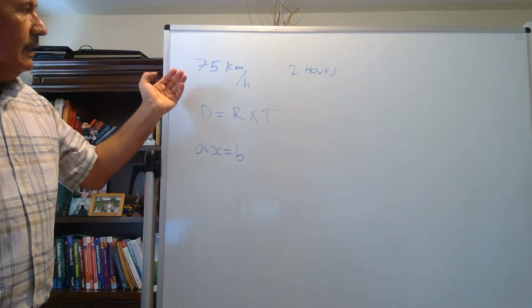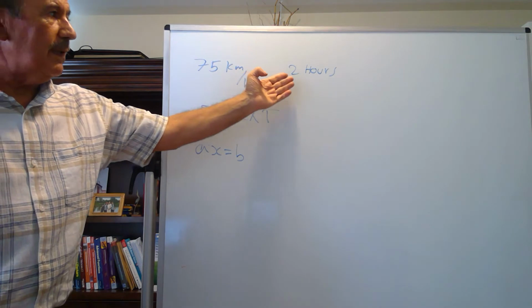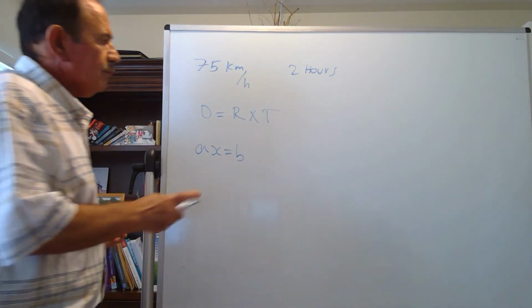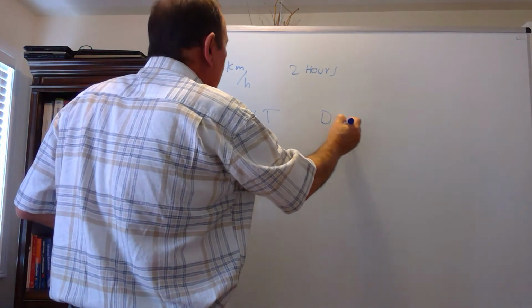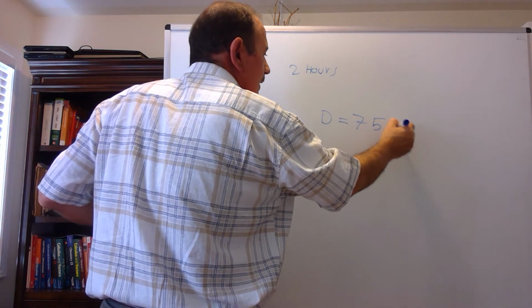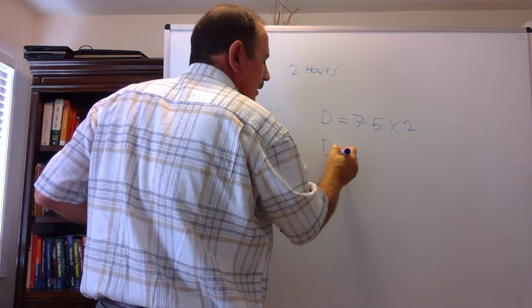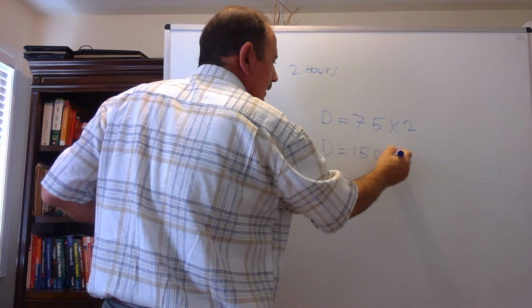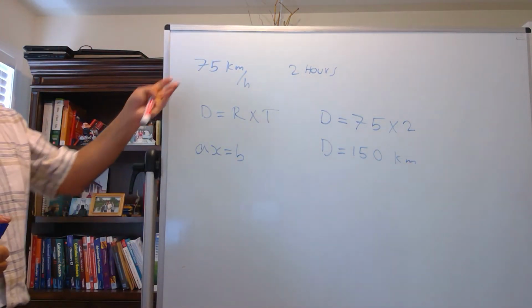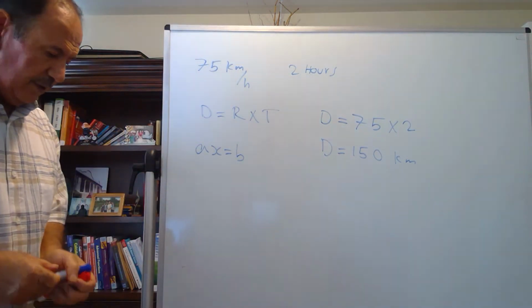In this part, 75 kilometers per hour for 2 hours. How much is the distance? Distance is, rate is 75 and time is 2. So the distance is 150 kilometers. After 2 hours, the car travels 150 kilometers.